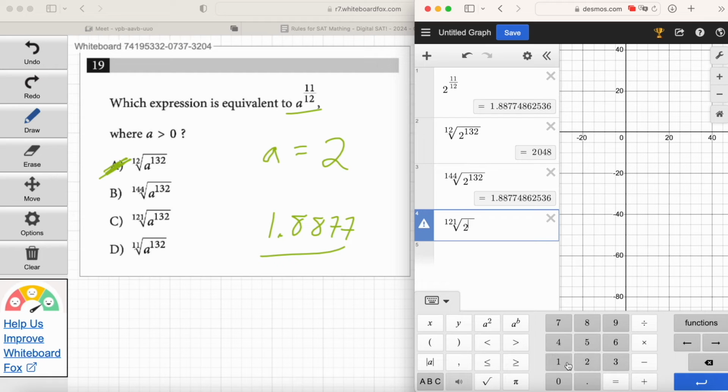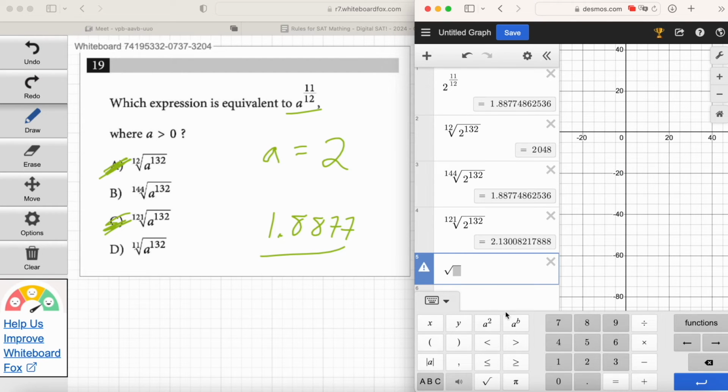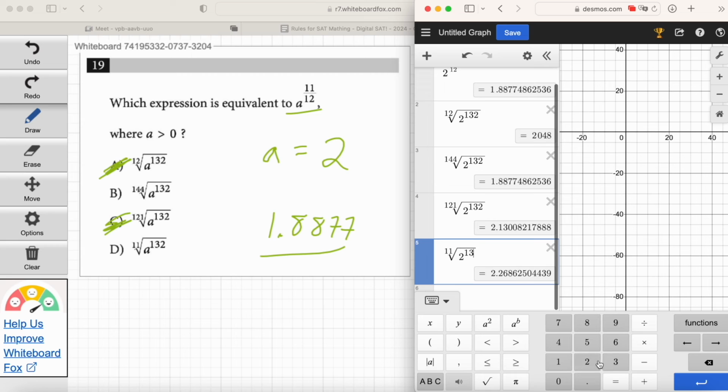2 to the power of 132. Is that equivalent? Answer choice C? No, it is not. Let's try answer choice D. All right. 11. 2 to the power of 132. Not equivalent. So it does have to be B. And it is. Any questions about that, Emma?